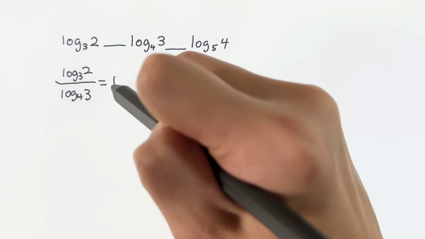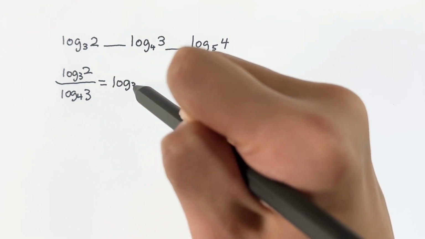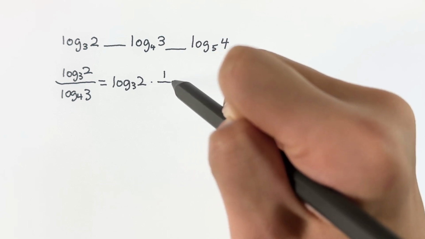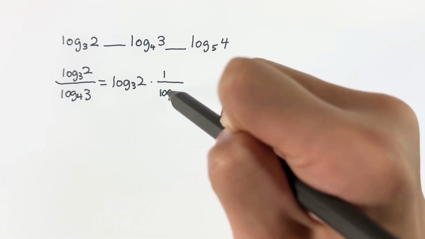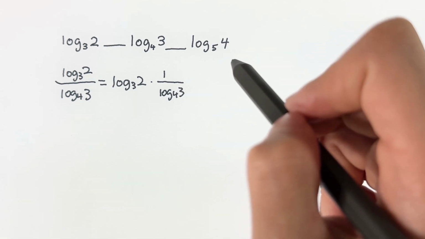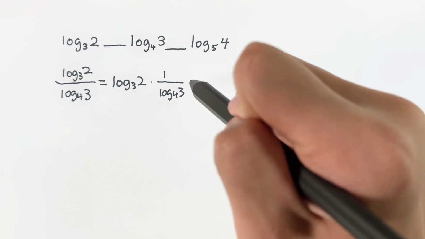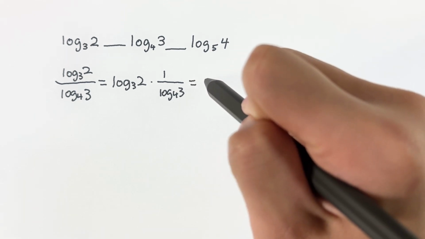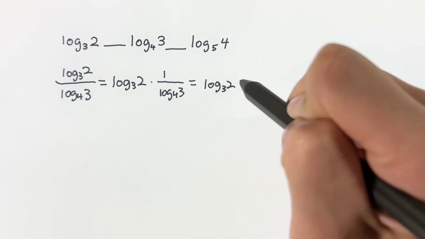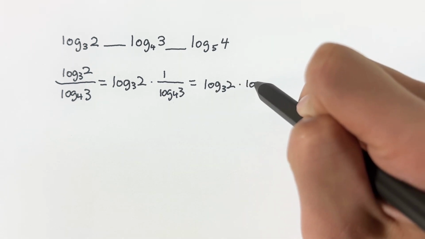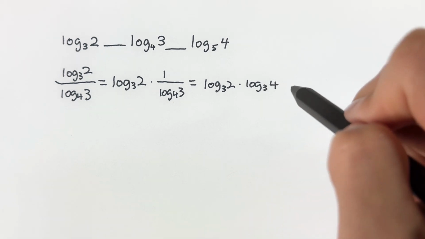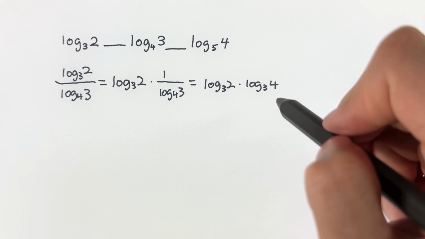This equals log base 3 of 2 times 1 over log base 4 of 3. We got it into this form because we have a formula called the base switch formula to take the reciprocals of logs. This equals log base 3 of 2 times log base 3 of 4. So now they have the same base, but we want to compare this with 1.